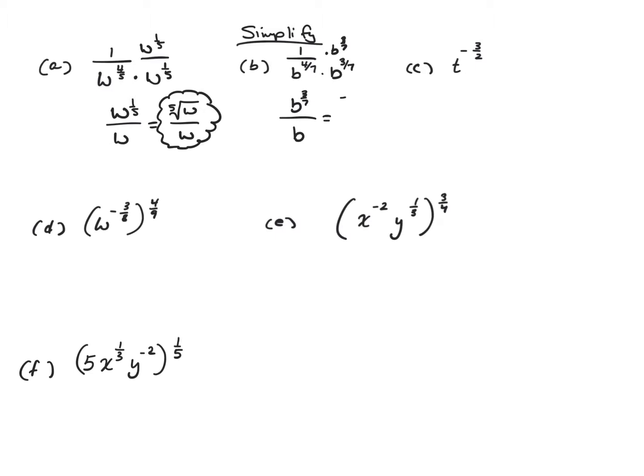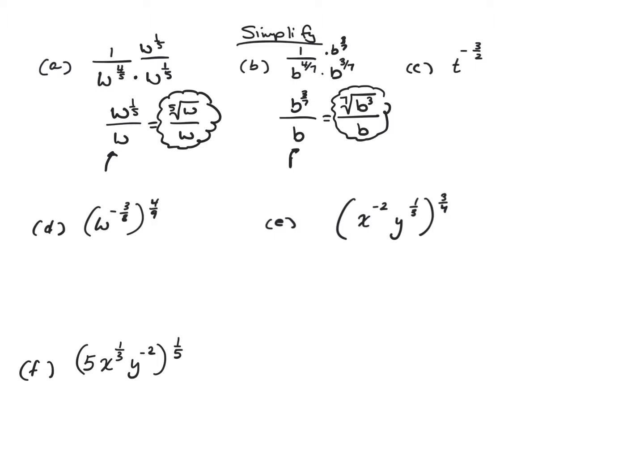So I could write this as the 7th root of b to the 3rd power divided by b. I hope that makes sense, but for now it doesn't matter which one you take. It doesn't matter for me if you leave it as the rational or if you want to convert it into the radical form. It's all good. Okay, so let's take a look at C.